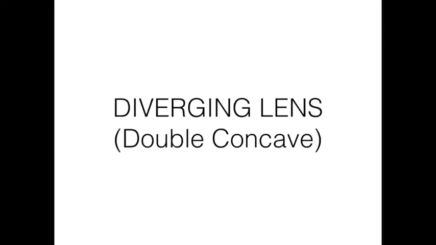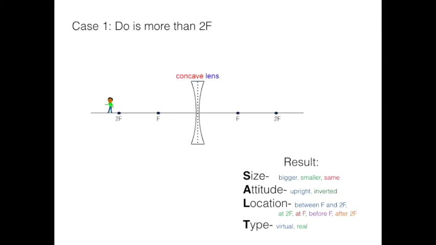Let's try to explore more on diverging lens, which is basically a double concave. Case 1. Distance is more than 2f. Let's try to see. Rule number 1. Any line parallel to the principal axis will pass through the other side of the focal point. But this time, we have to extend the line, which will pass on the focal point on the same side of the object.